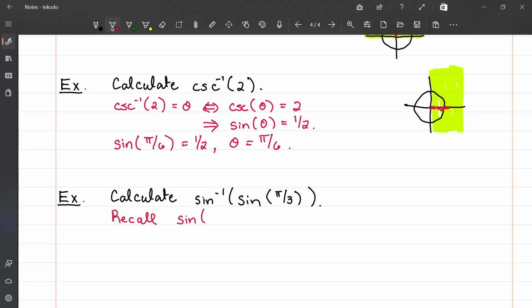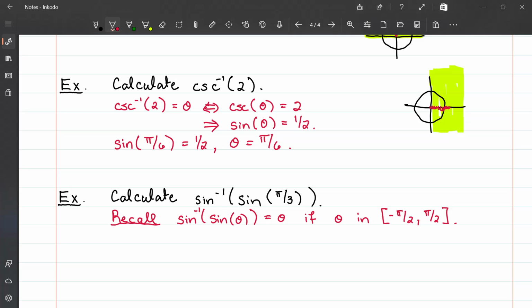When I take sine inverse of sine of an angle theta, the result is going to be theta if theta is in the restricted domain. Well, I guess I should say either in the subdomain for sine or in the range of arc sine, which in our case means between negative pi over 2 and pi over 2.